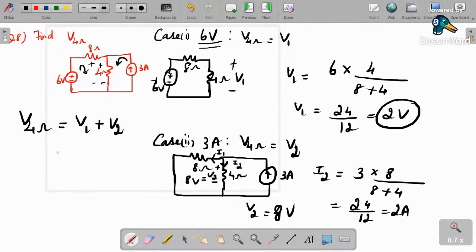plus V2. V1 is 2 volt and V2 is 8 volt. So the answer is 10 volt. The voltage across the 4 ohm resistor is 10 volt.